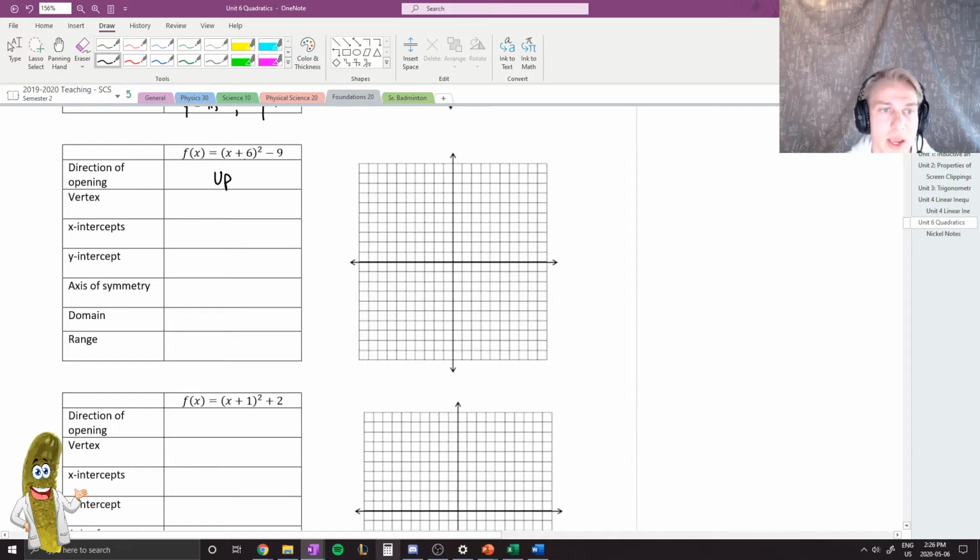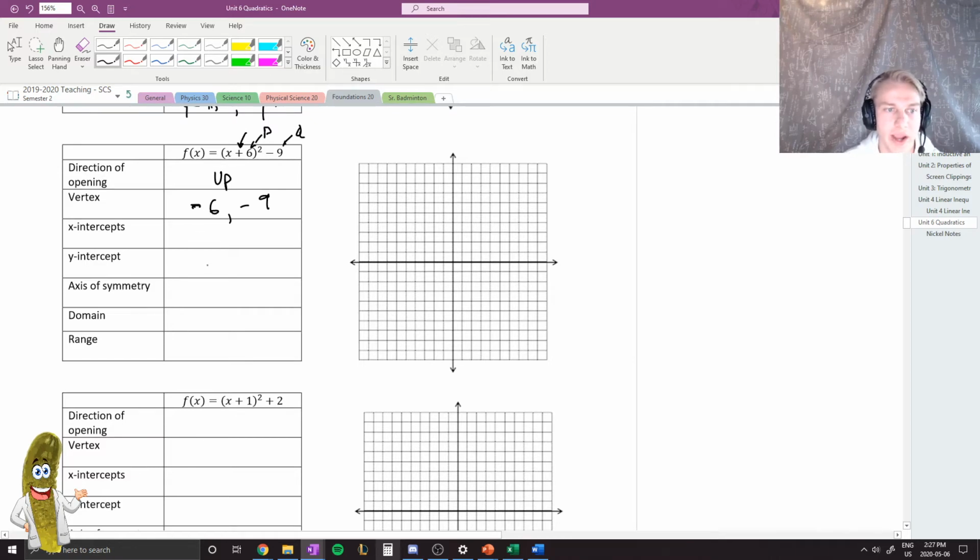The other thing I know is I can go through and see that this equation is given to me in vertex form. I know that this sign has changed to a positive value, which means that my p value here, this is p, and this is q, I know that my p value must have actually been a negative 6. And then I know that negative 9 will be my q.